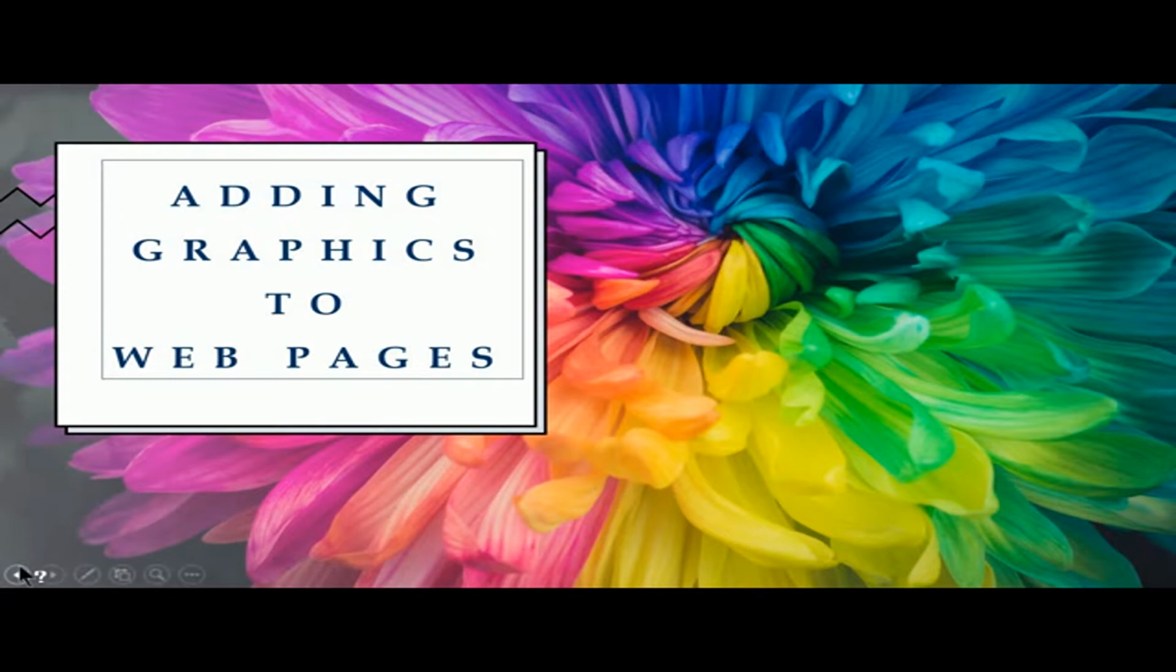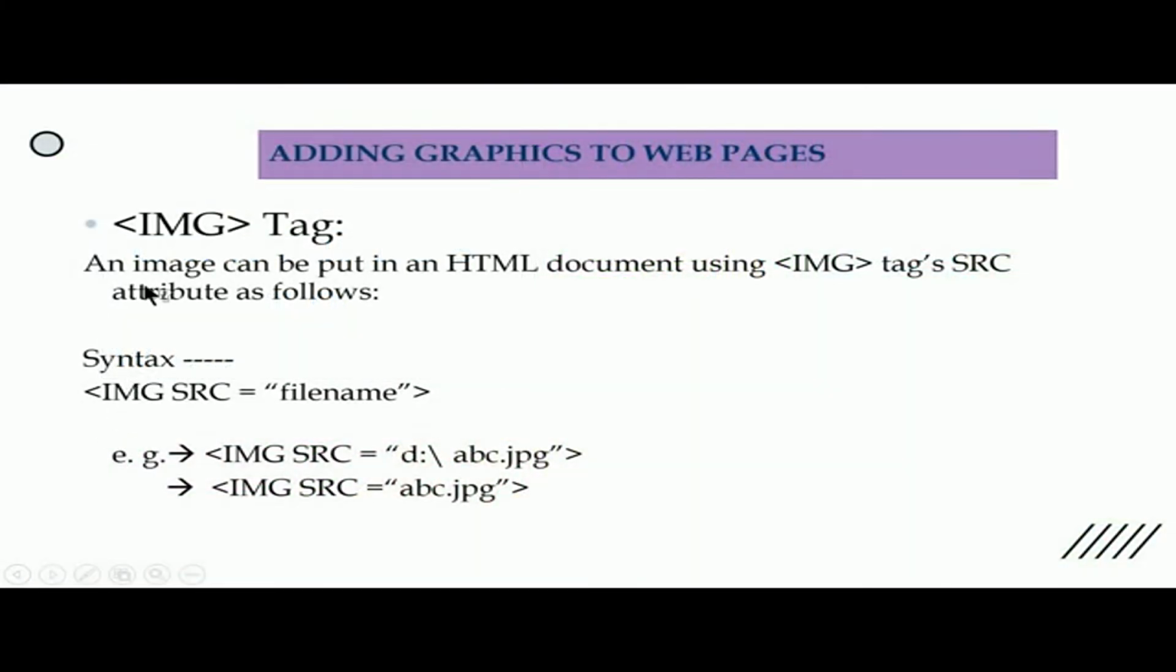To display images onto web pages, we'll be using the IMG tag, that is the image tag. The image tag is used to embed an image in a web page. Images are not technically inserted into a web page, but images are linked to the web pages. This tag does not have any closing tag.